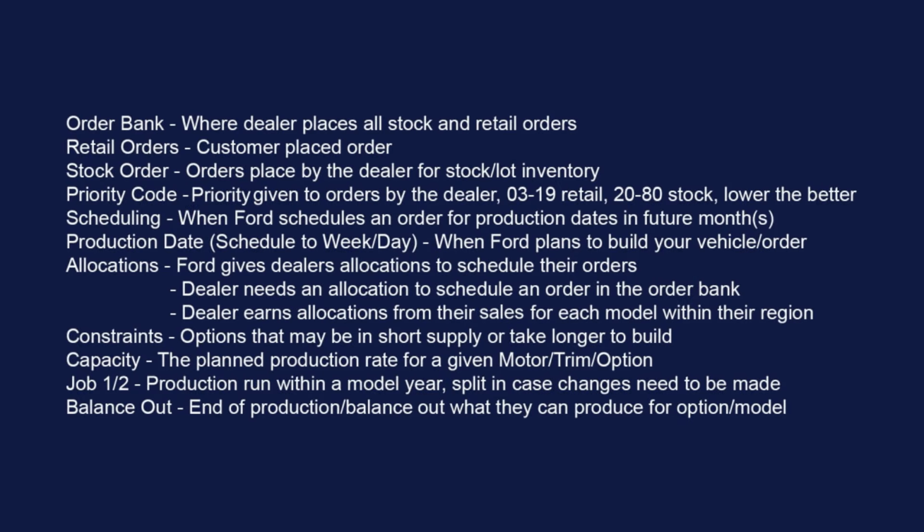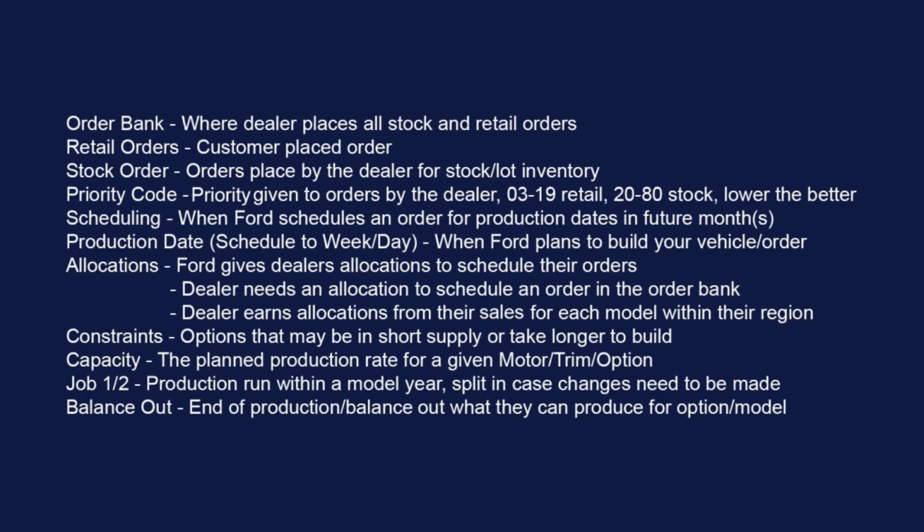Now, job 1 and 2: production does get split into different job runs. Maybe there's a cool feature they want to add, and it's not ready at the beginning of the model year. They'll go ahead and start with job 1s and then reintroduce those into job 2. Or if they get a supply issue where they can't make something, they can make those changes for the second half of the year, and that's when you'll see those job 2 changes.